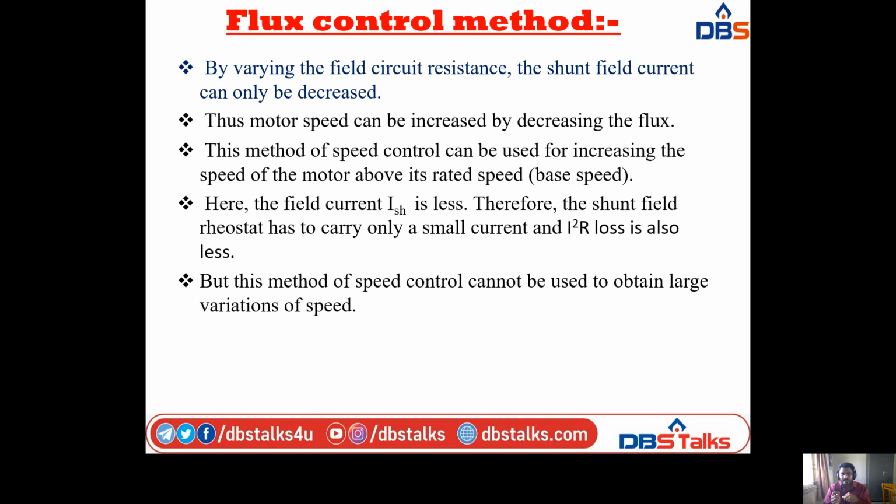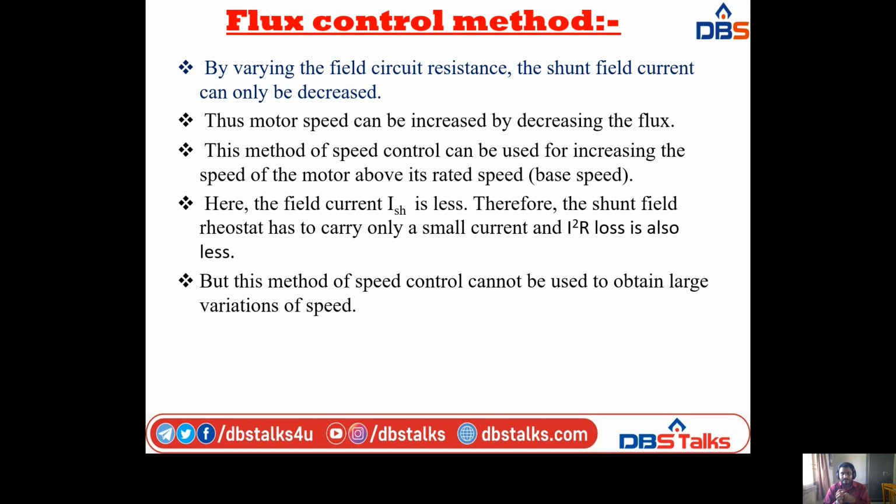So this method of speed control can be used for increasing the speed of the motor above its rated speed, that is the base speed. In the previous method, the armature control method, the speed control can be used for decreasing the speed of the motor below its rated speed. But in this case, this method can be used for increasing the speed of the motor above its rated speed.